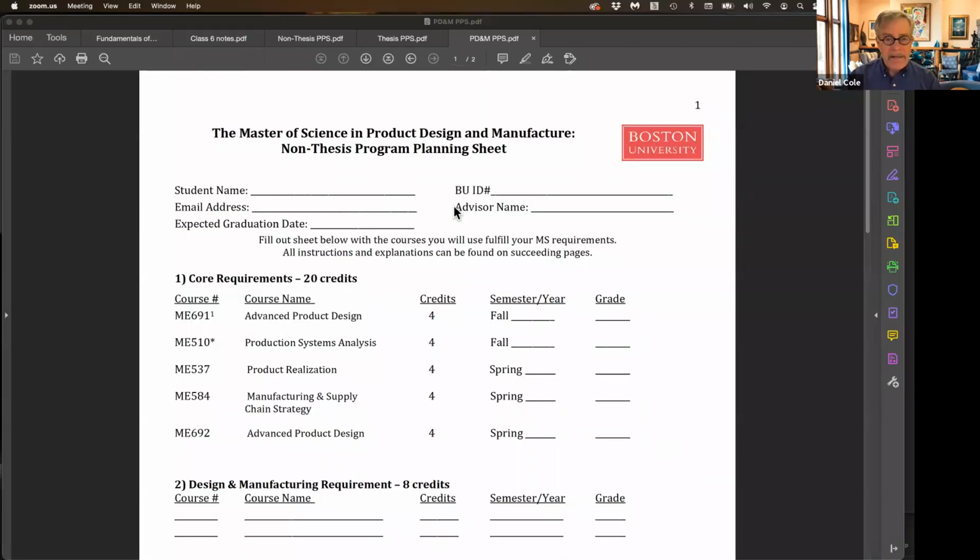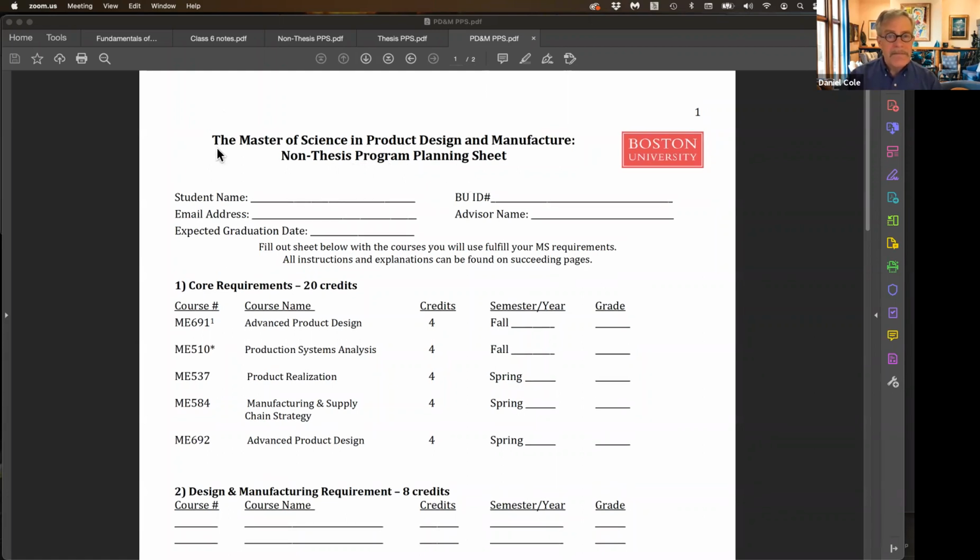So the easy part, I'm going to share my screen here. The easy part is just the planning sheet. And so we'll quickly go through that. All right, so I'm going to start with this planning sheet. This is for if you're not doing a thesis. And I'm going to try to give some pluses and minuses why you might pick one or the other, doing a thesis or not. Let's just start with this one, actually.